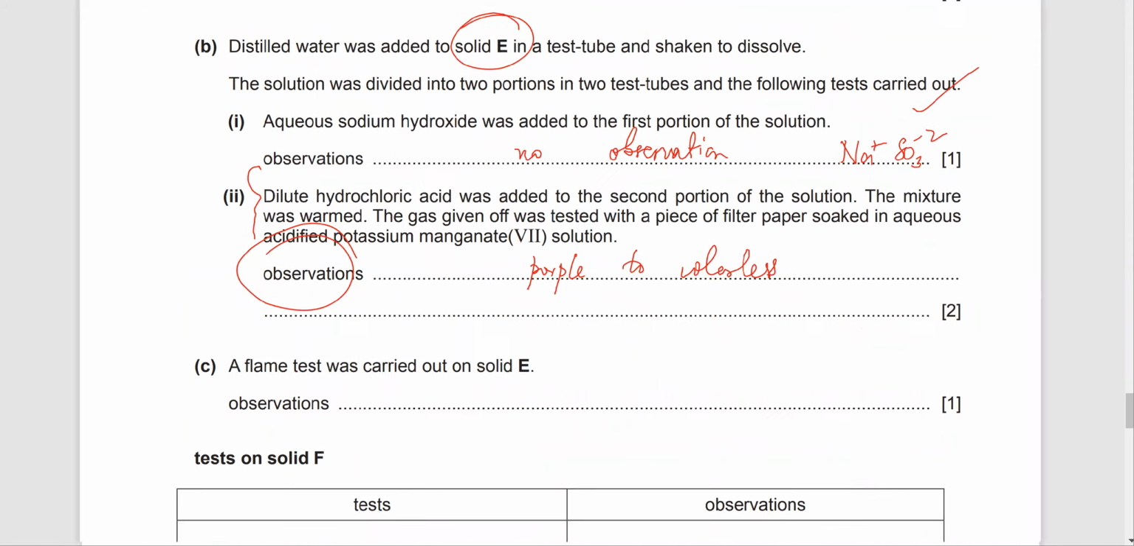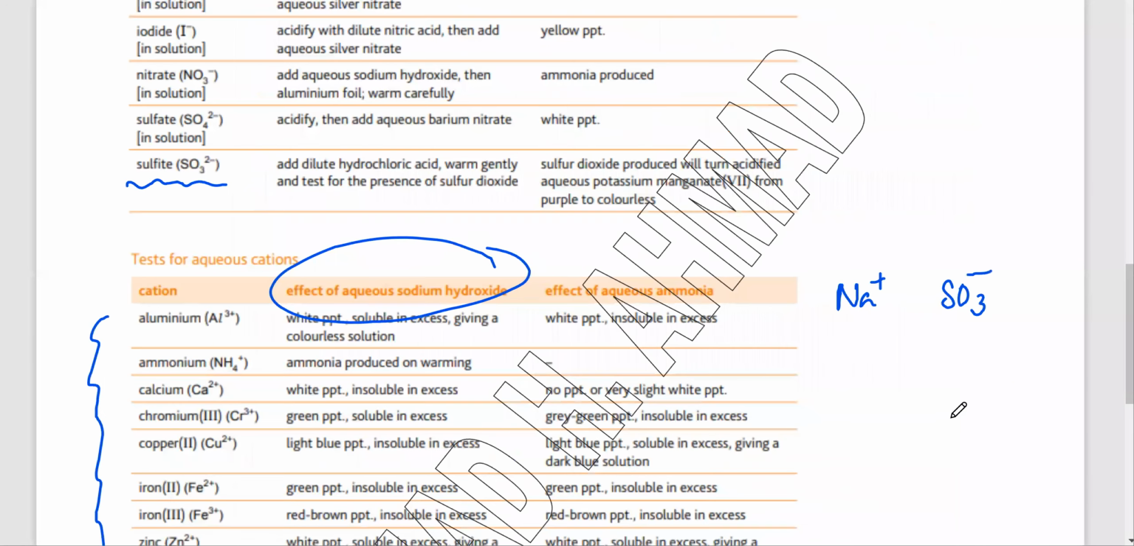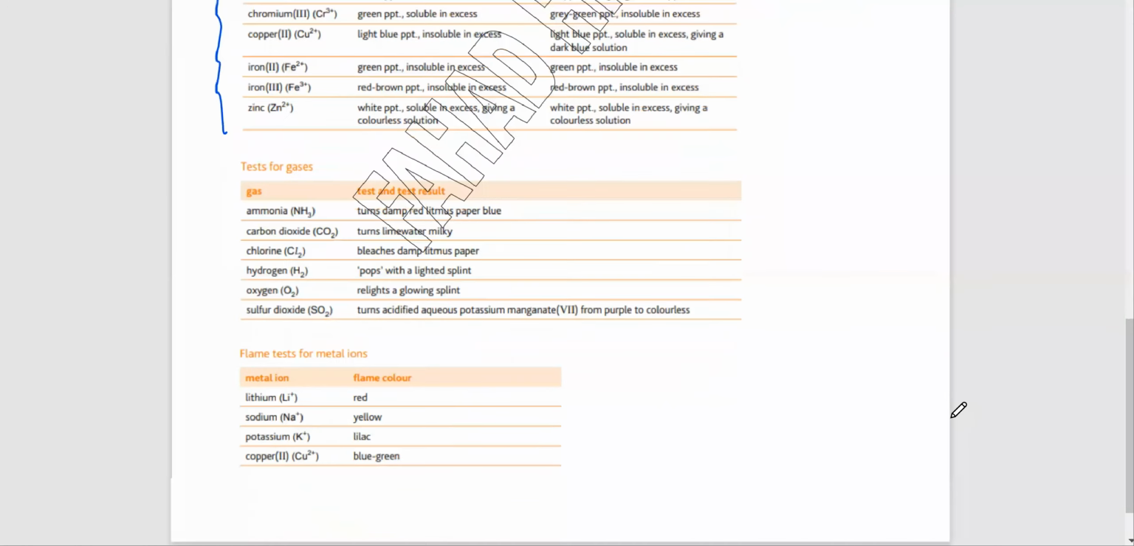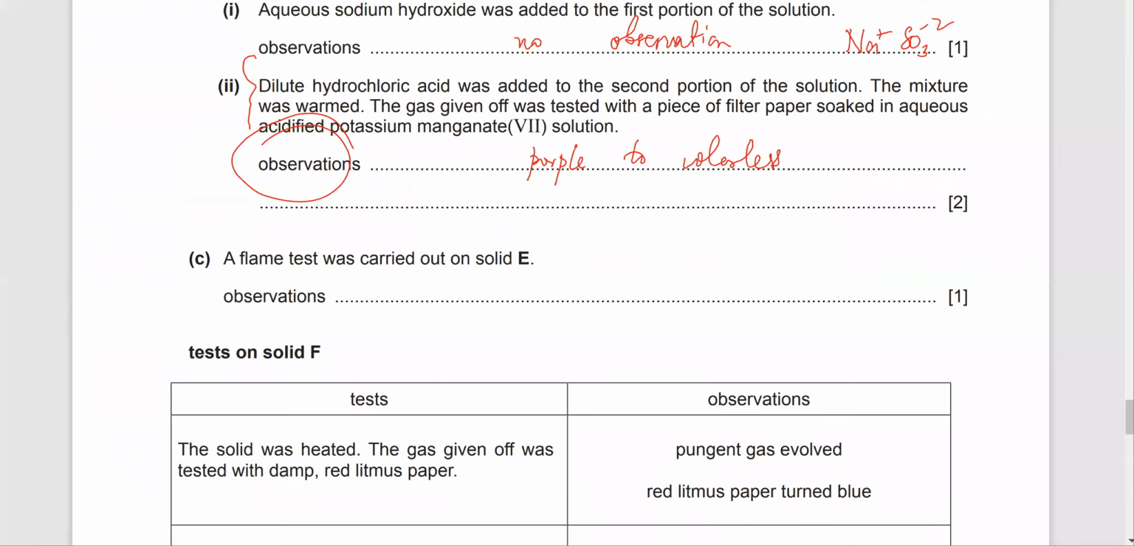I said next one is a flame test was carried out on solid E. तो वो भी इधर data sheet के अंदर मैंने लिखे हुए हैं. You have to remember these flame tests. Sodium ions का flame test क्या होता है? It's yellow in color. So because you have sodium sulfide, you're going to see a yellow colored flame. So observation would be if you carry out a flame test, a yellow flame, because it's sodium sulfide.